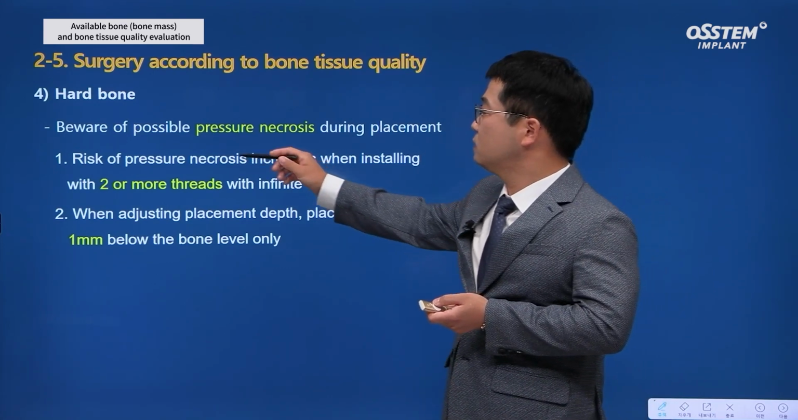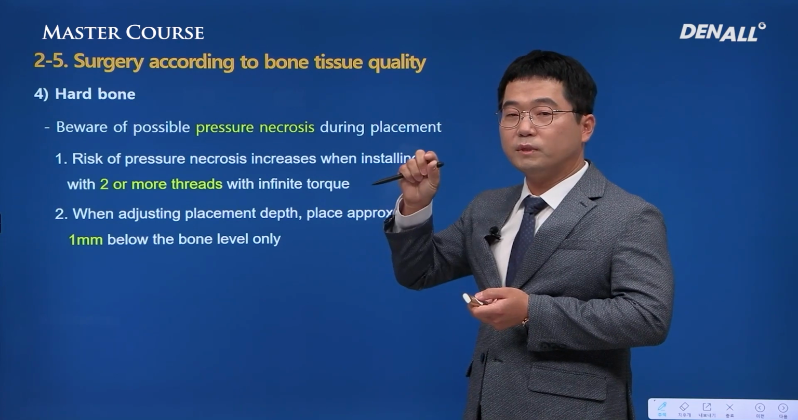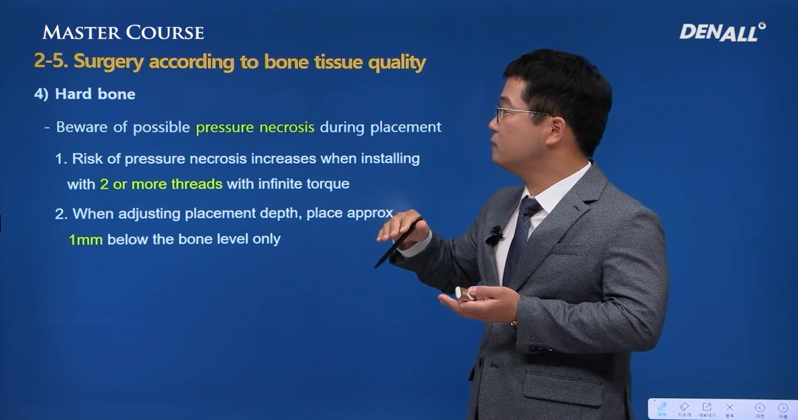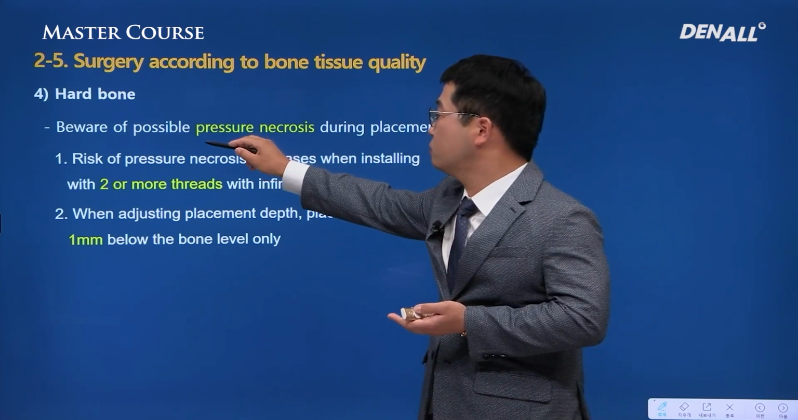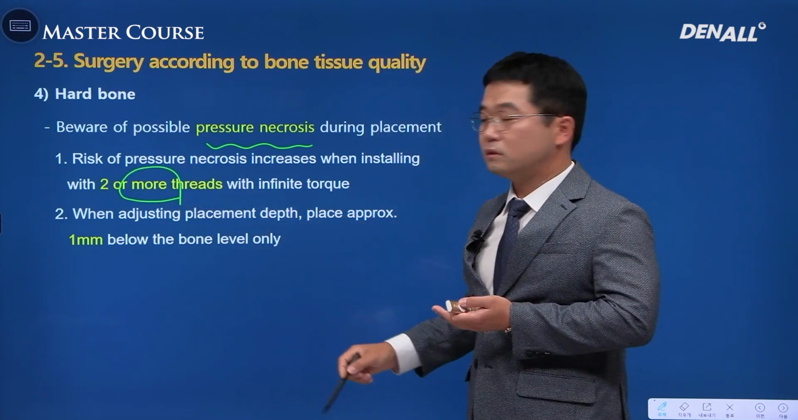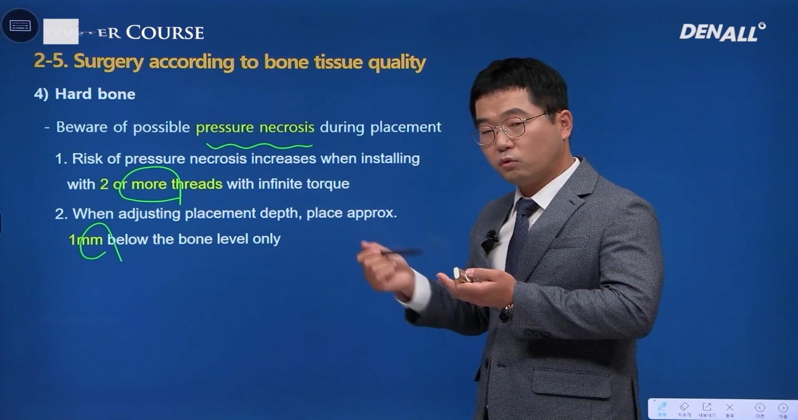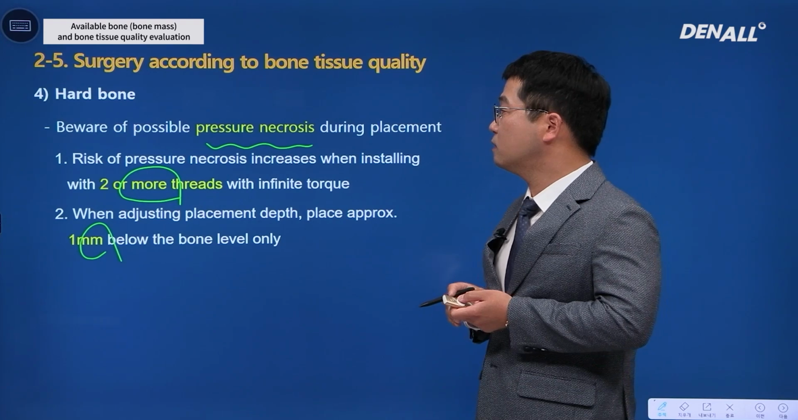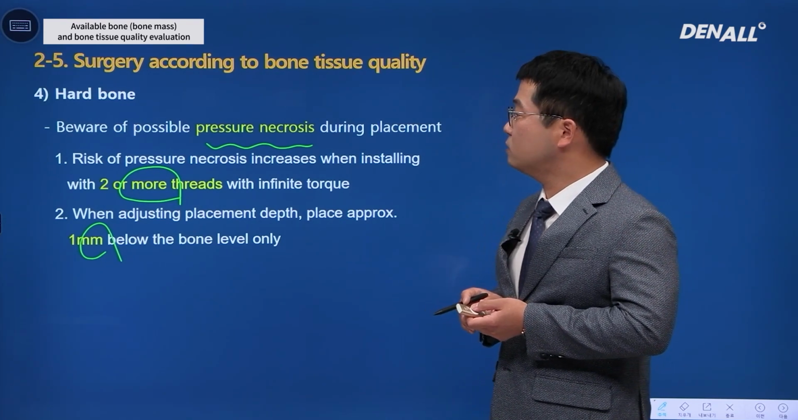When placing an implant, we need to adjust the implant height. If you adjust it excessively in hard bone, then pressure necrosis can occur. Therefore, you need to be aware that there is an increased risk of pressure necrosis when installing 2 or more threads with infinite torque. When adjusting placement depths, place approximately 1 millimeter below the bone level only. There are many precautions in doing implant placement in hard bone.